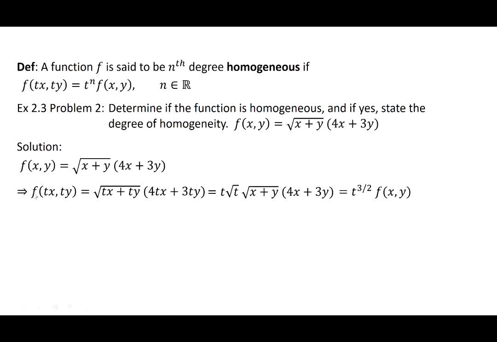We have now shown that f of tx comma ty is equal to t to the 3/2 f of xy. Does that satisfy this condition? f of tx comma ty should be in the form of t to the n f of xy for the function to be homogeneous and of nth degree. Yes, it does. So what degree homogeneous is this? T to the n, n gives you the degree. Here that n happens to be 3/2. So certainly f is a homogeneous function of degree 3/2.